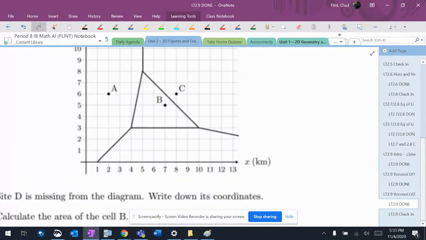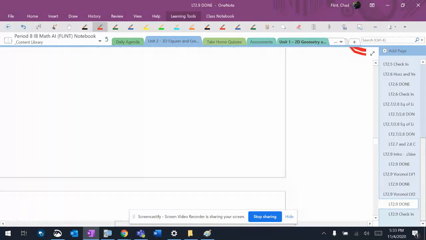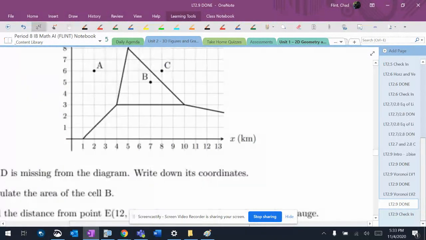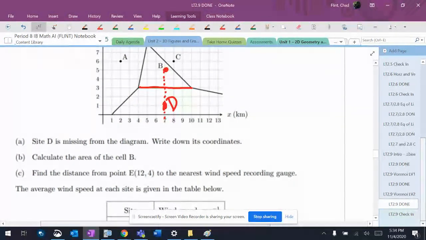So again, I'm going to go here. D has to be down here someplace, because that's the one that's missing. What I want to do is clue in on one of the points that has a nice horizontal line. So there's my horizontal line, and there's point B. Point D is going to be perpendicular and on the opposite side of that line. It's 2 away, it's 2 away, so D is going to be right there. All right, so write down D's coordinates. It's located at 7, 1.